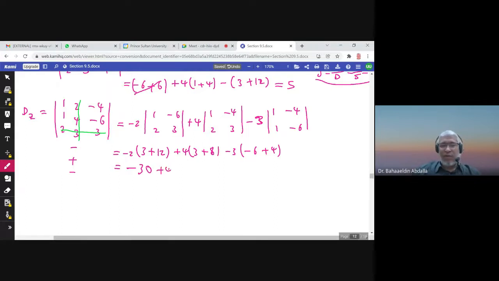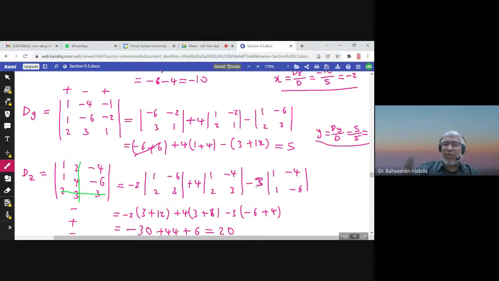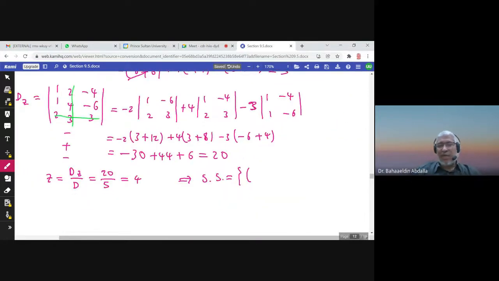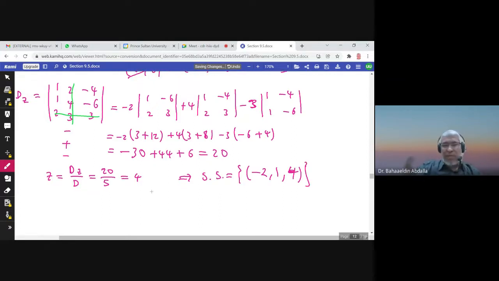4 times 11 is 44. -6 plus 4 is -2 times -3 is +6. 44 plus 6 is 50 minus 30, that's 20. So z is dz over d. 20, d is 5, so z is 4. So the solution set of this system consists of the ordered triple: x is -2, y is 1, z is 4, and that's the answer.